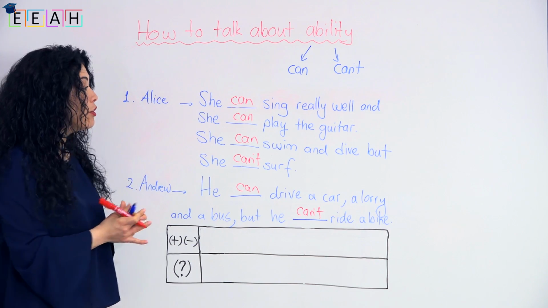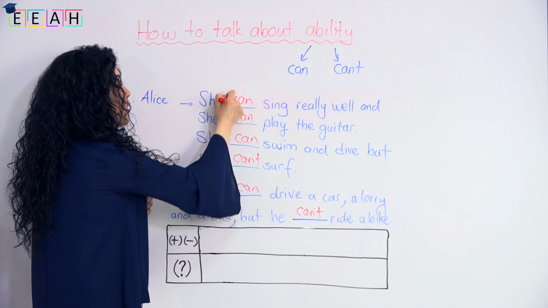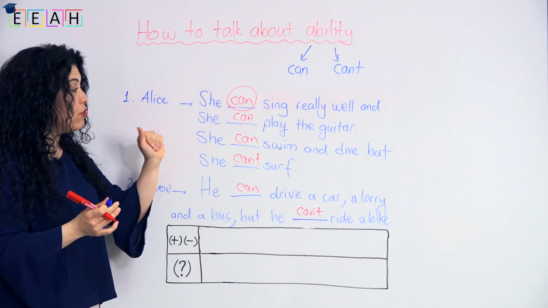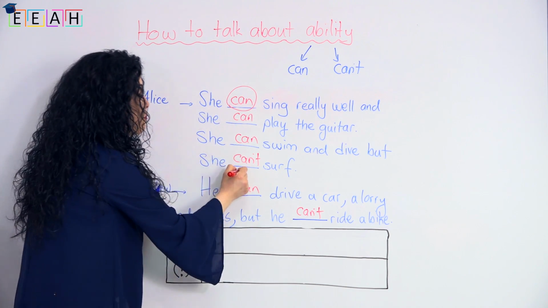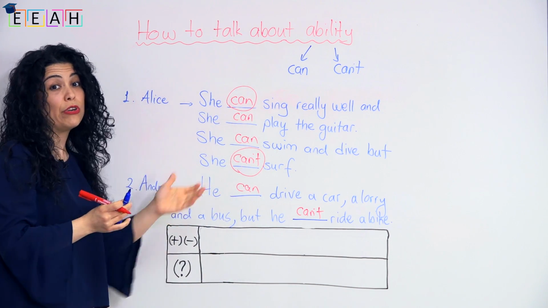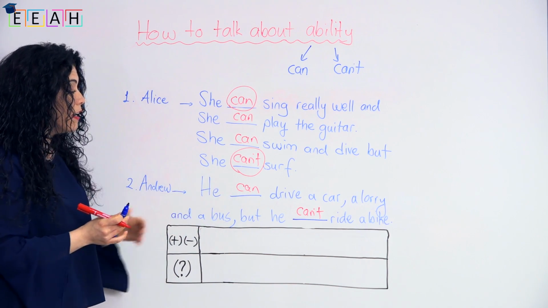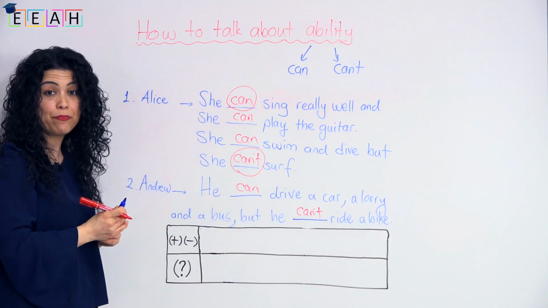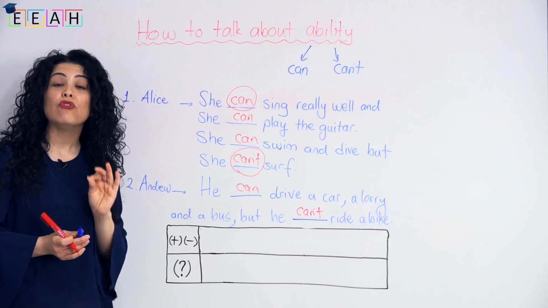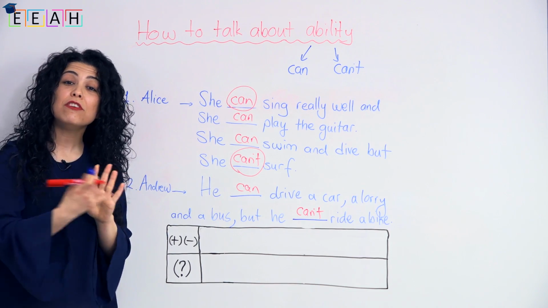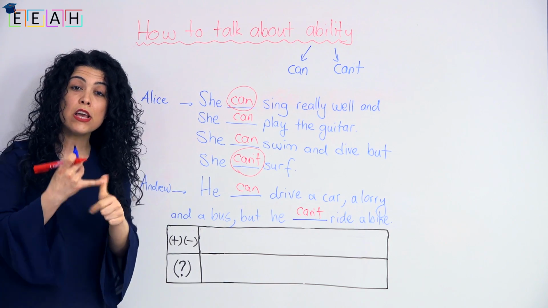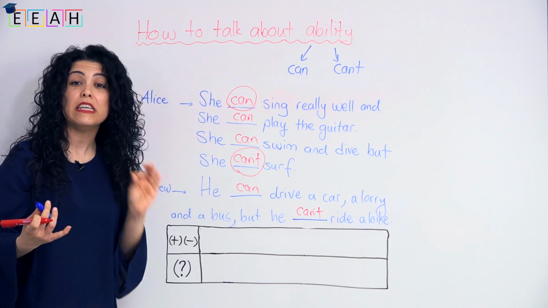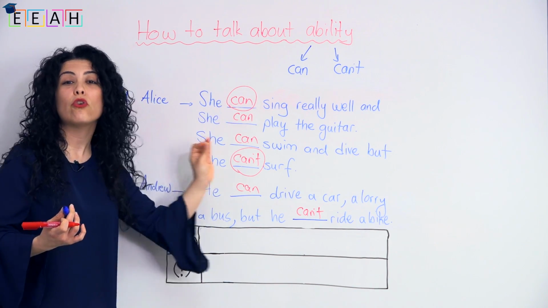Now, let's have a look. If I'm talking about a positive structure, I use can. And if it's something negative, I go for can't, right? Look here, it's the same. My father can drive and he can't ride a bike. One thing you need to keep in mind is that whatever the subject is, either I, we, you, he, she, it, doesn't matter. It is always can or can't.